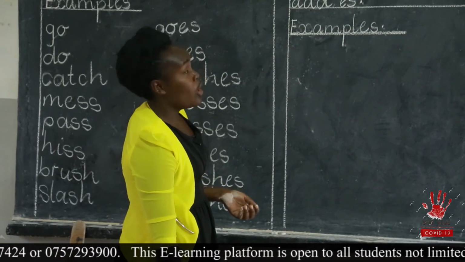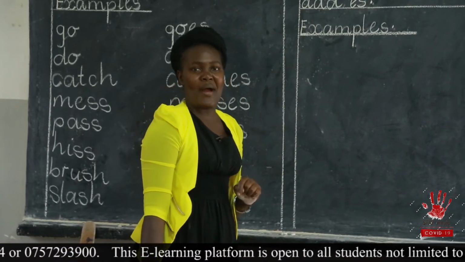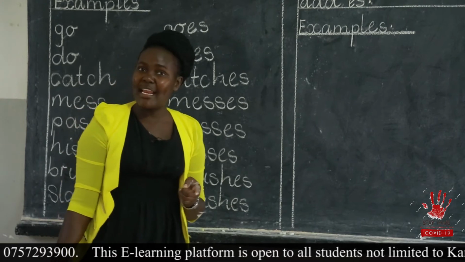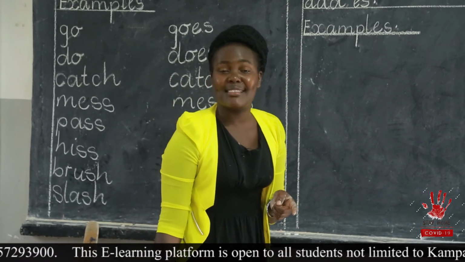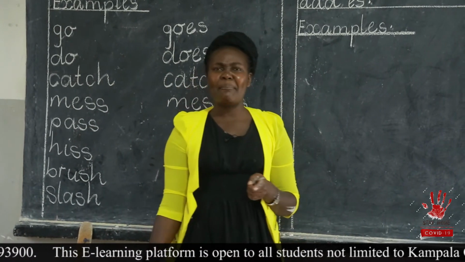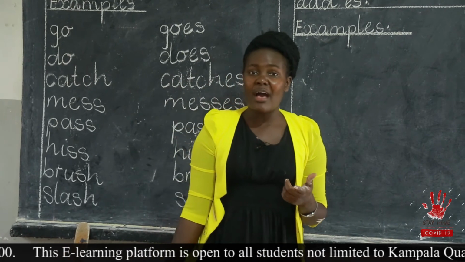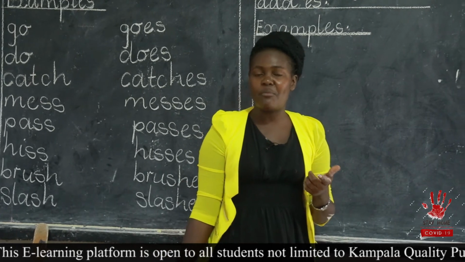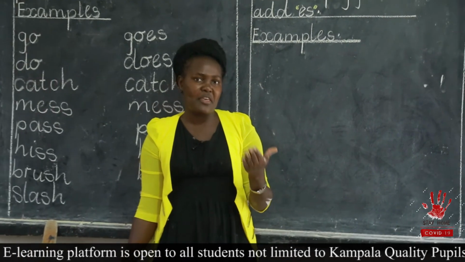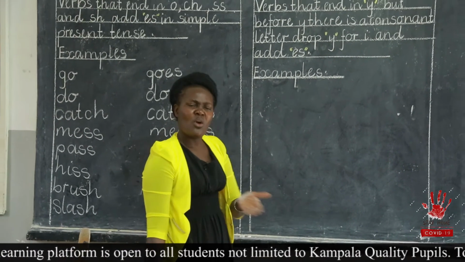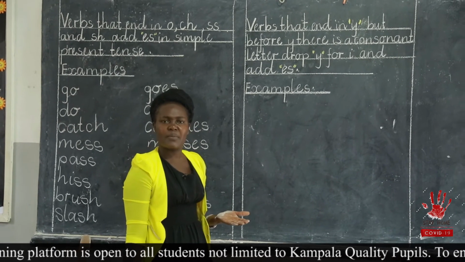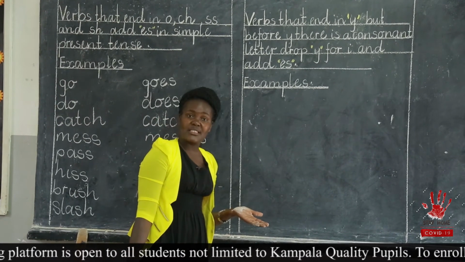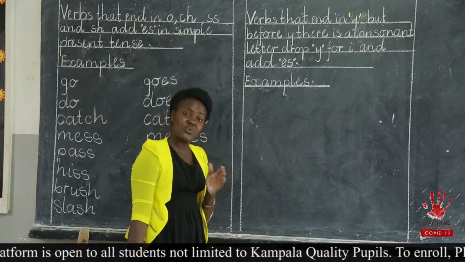Okay. There are also those verbs that end in Y. Had you realized that we have those action words that end in Y? Begin thinking about them. Some of the actions have just taken place, or you are still doing them, or there are people who are doing them. Think about them. What happens to these verbs? Have you identified some of them so that we can know what happens to them?